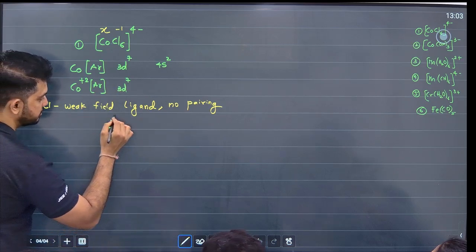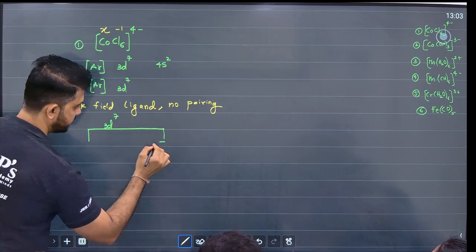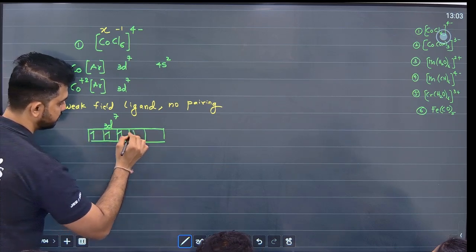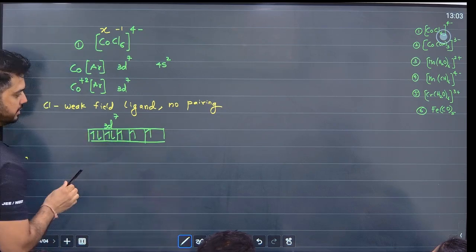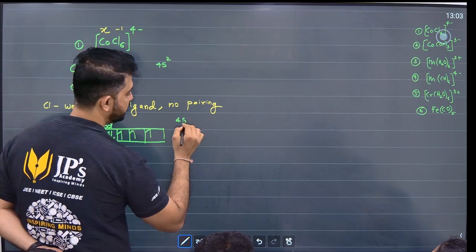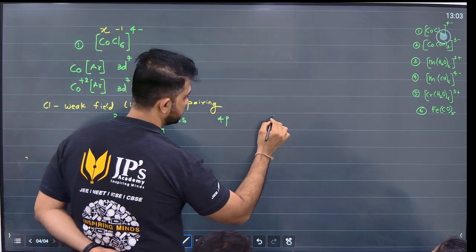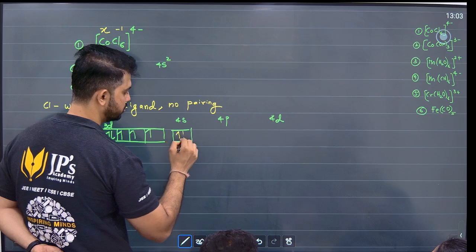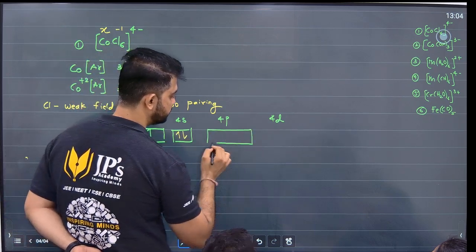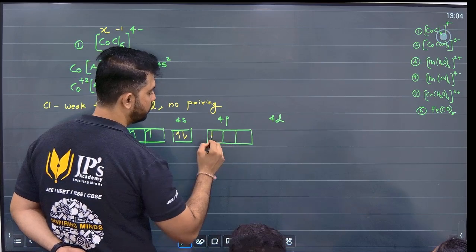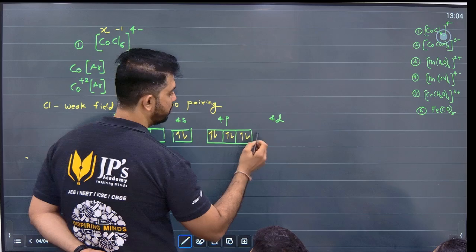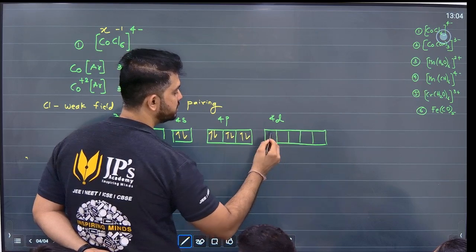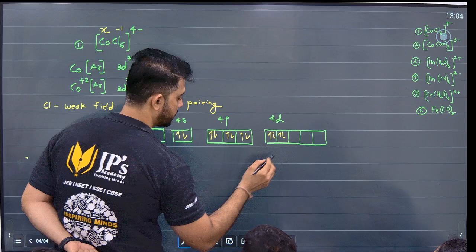3d7 will be something like this. 3d7, 1, 2, 3, 4, 5, 6, 7. And where will I accommodate the electrons? 4s. How many electrons in 4s? 2. How many in 4p? How many lone pairs? 3. How many lone pairs in 4d? 2 lone pairs. Give me the hybridization, please.